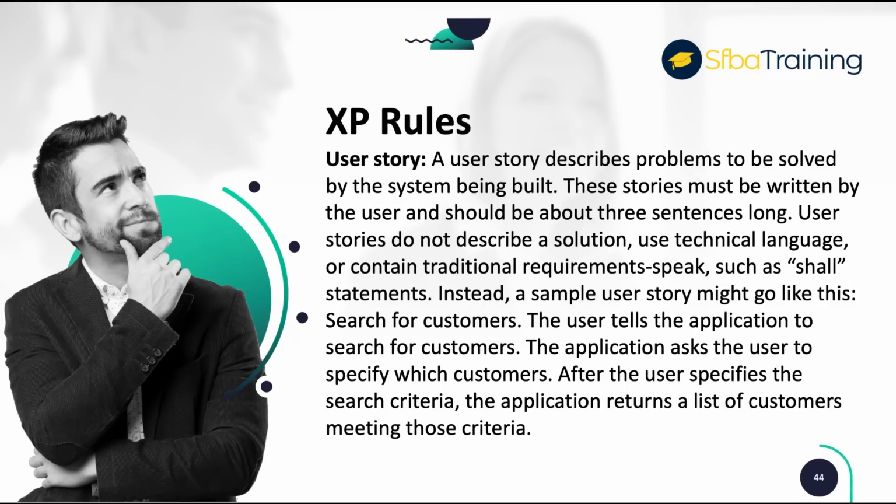User story. A user story describes problems to be solved by the system being built. These stories must be written by the user and should be about three sentences long. User stories do not describe a solution, use technical language, or contain traditional requirements such as shall statements. Instead, a sample user story must go like this. Search for customers. The user tells the application to search for customers. The application asks the user to specify which customers. After the user specifies the search criteria, the application returns a list of customers meeting those criteria.